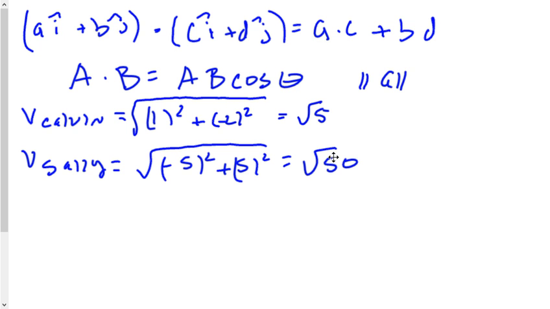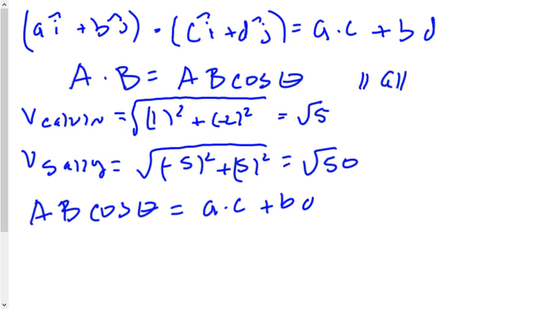Now, why do we do that? Well, because we've got two different ways we can do this. So we've got the value of A times B times the cosine of theta, which does equal A times C plus B times D. Because we said this is a vector dot product, and that's what that equals. And this, of course, is also a vector dot product, and so is that. So we set the two equal to each other.